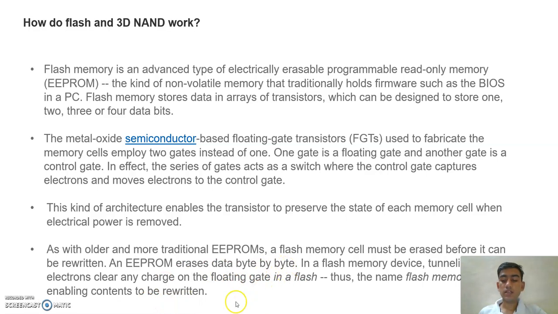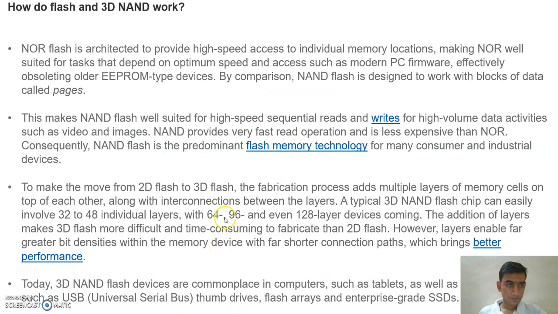In flash memory devices, tunneling electrons clear the charge on the floating gates in a flash, thus the name flash memory, which enables contents to be rewritten. NOR flash is architected to provide high-speed access to an individual memory location, making NOR well suited for tasks that depend on optimum speed and access, such as modern PC firmware.